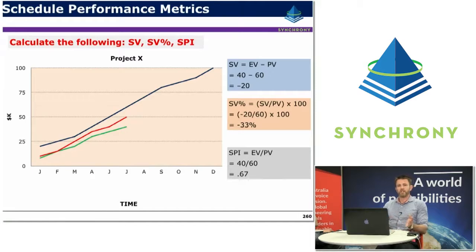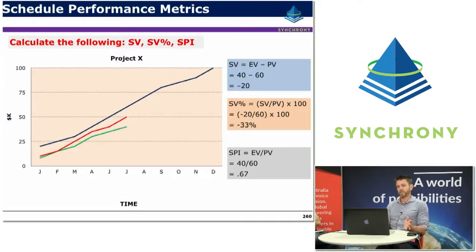So for example, as a simple example of a calculation using these sort of indices, if we have a look at this particular graph here and we calculate the schedule variance, the schedule variance as a percentage, and then the schedule performance index. So the schedule variance is a very simple calculation. As we've explained, it's just the earned value less the planned value. So in this case, $40,000 less $60,000 equals negative $20,000. It's that simple. So that's telling us basically that we're $20,000 behind schedule in terms of schedule variance.